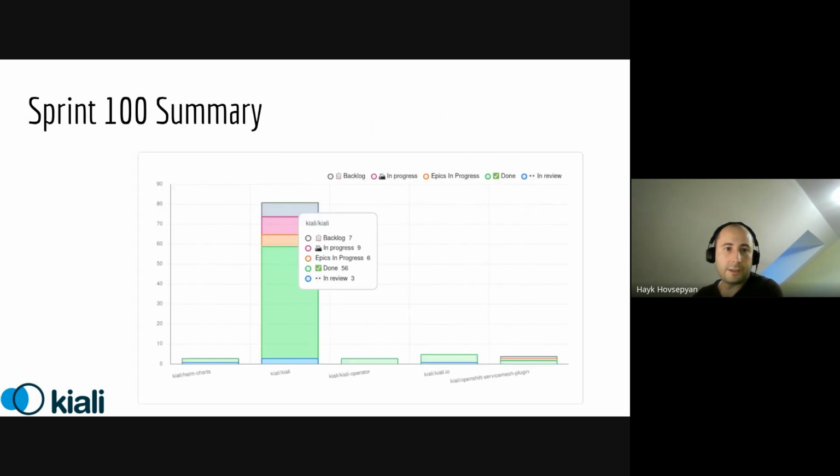In this Kiali 100 sprint, we have done around 56 tasks. We have some epics and tasks which are in progress and in review, and we have some backlog items. Most of the work was done on the Kiali repository, but we also did work on the Kiali service mesh plugin, as well as in the Kiali.io documentation. We will talk about that later.